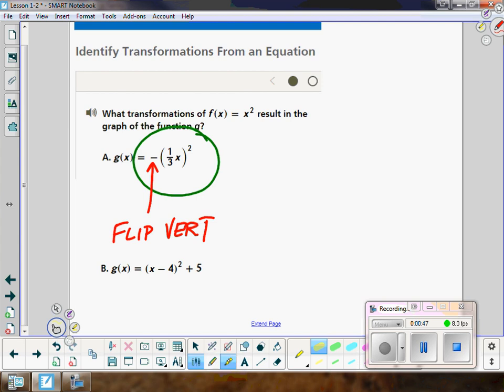Next, we need to take a look at the 1/3 that is inside the parent function prior to being squared. First of all, anything happening on the inside is going to affect the horizontal coordinate, so the x's will be affected. This thing will either get wider or it's going to get narrower.